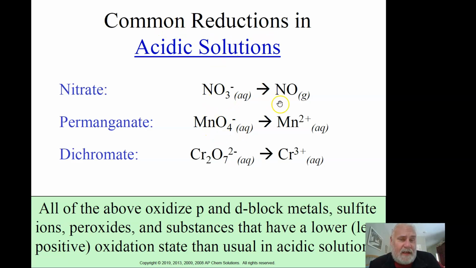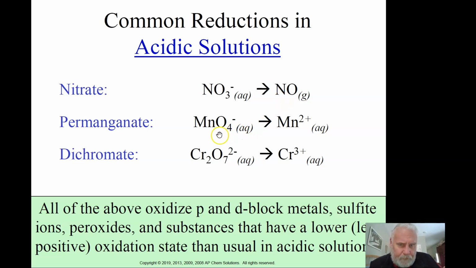These are common reductions. So you don't want to look at the total charges. You want to look at the nitrogen itself going down in oxidation. Sorry, I screwed that up for you.